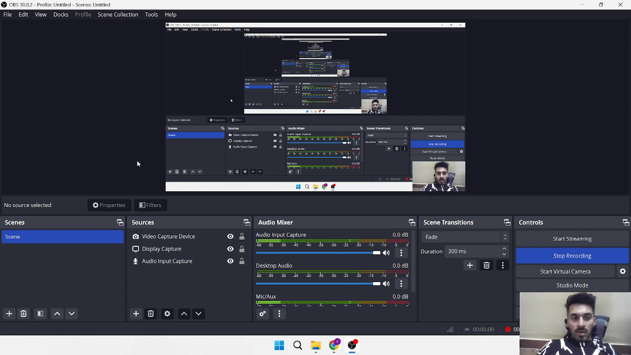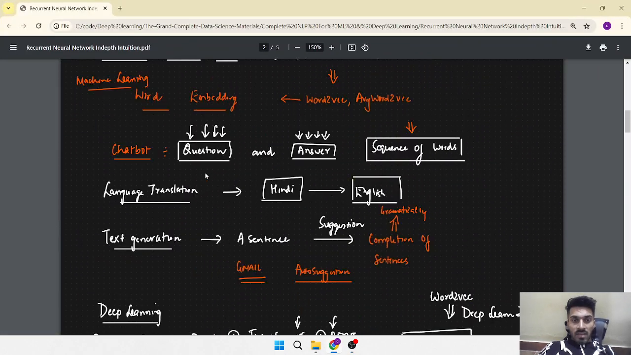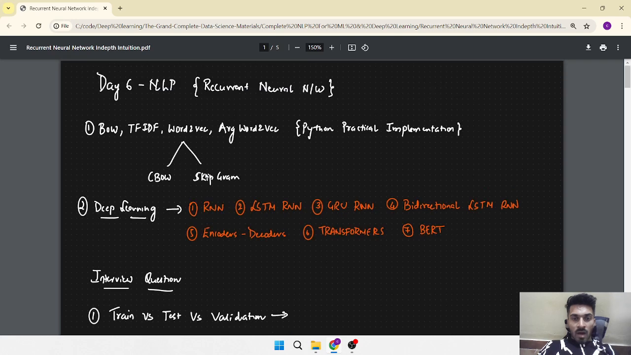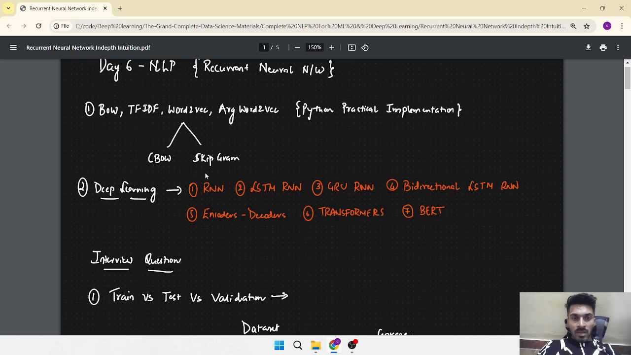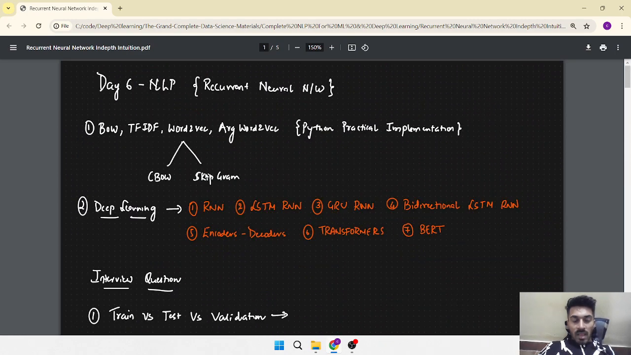So today is day 4 of NLP, and today we will learn the architecture of RNN, like how the recurrent neural network works and all of these things. Basically, I am referring to this script of Krish Naik.